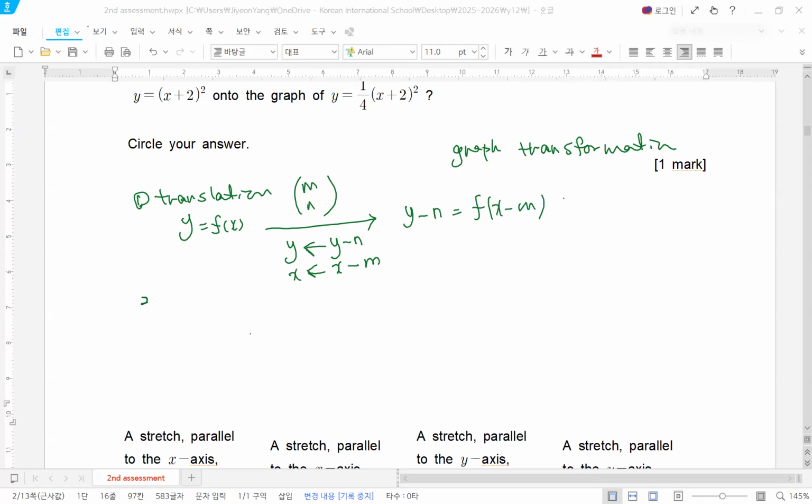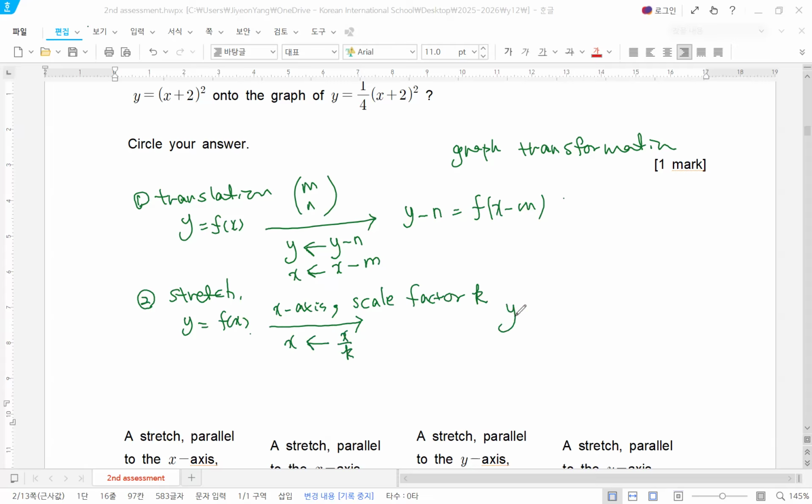The second one, stretch. y equals f(x). If it is stretched parallel to the x-axis by scale factor k, then you should substitute x over k for x. Therefore, it's going to be y equals f(x over k).